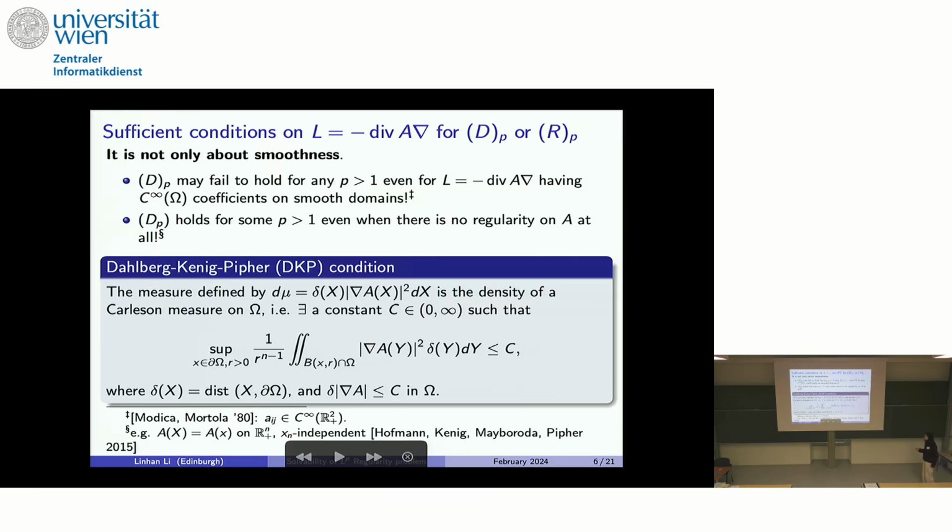If you haven't seen a Carleson measure before, it means that you can find a constant such that this quantity is bounded. Okay? And also, we require that the gradient of A times the distance to the boundary be uniformly bounded. So A is locally Lipschitz, but the gradient of A might blow up near the boundary. This condition is also stable under a bi-Lipschitz change of variable, and this is particularly important when you think about this problem on Lipschitz domains.